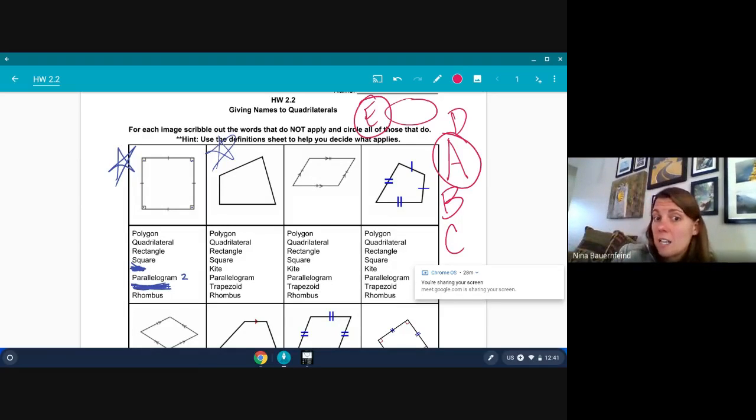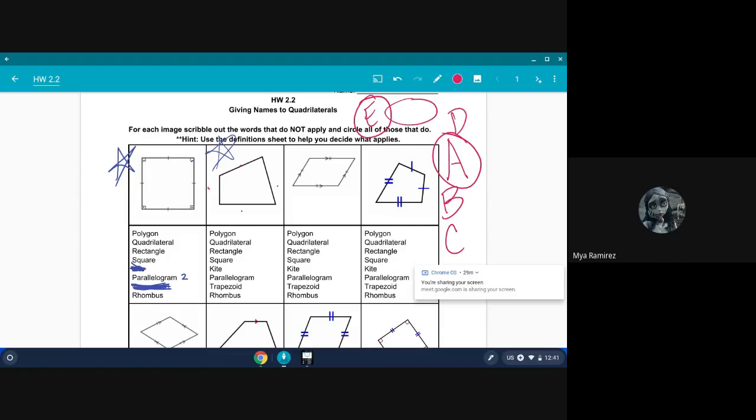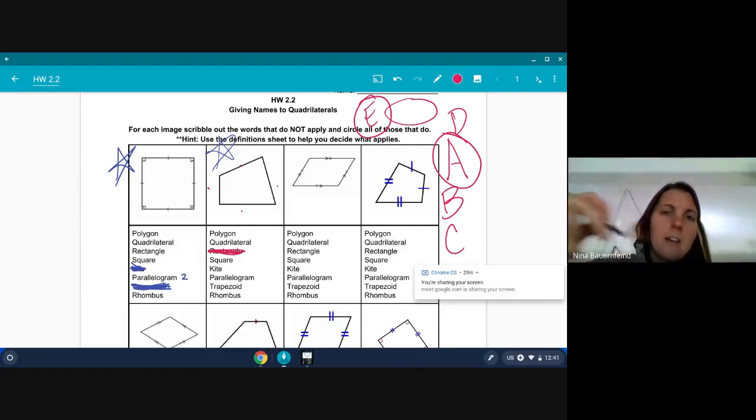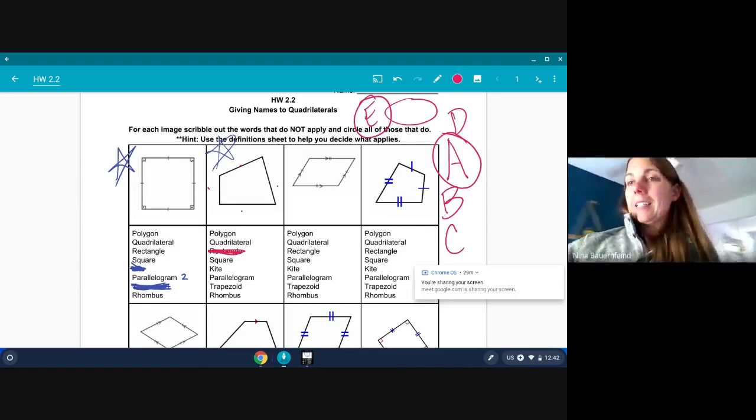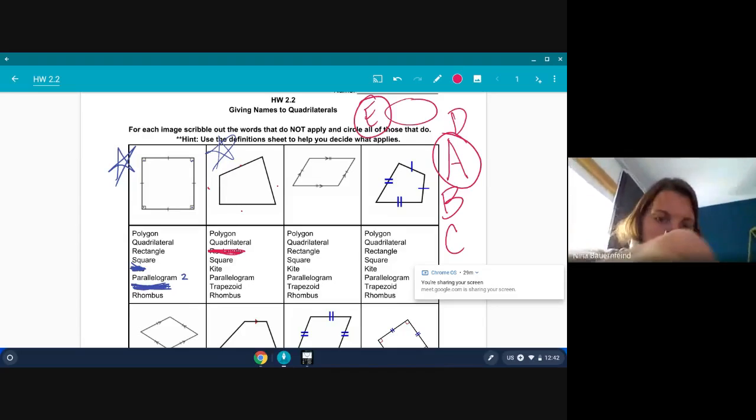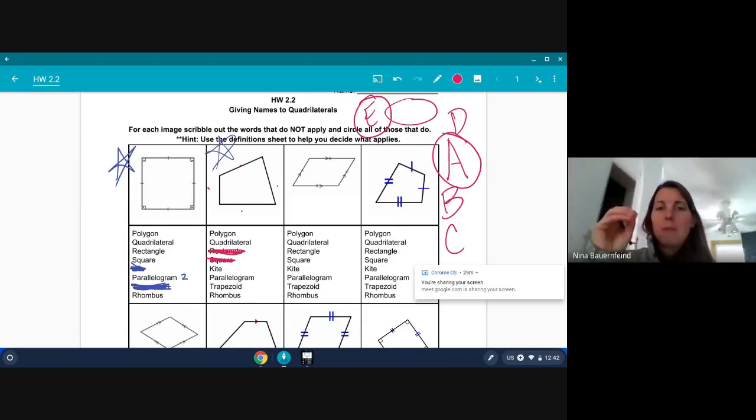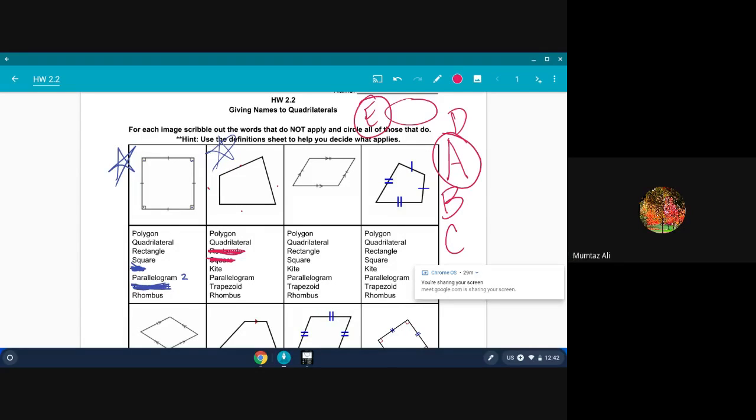Quadrilateral, four sides. Does this have four sides? One, two, three, four. Yes. A rectangle means four right angles. Does this have four perfectly square corners? No. A square means four equal sides. Does this have four equal sides? No. So we got to cross that one. A kite. Does it have two matching short and two matching long ones? No.